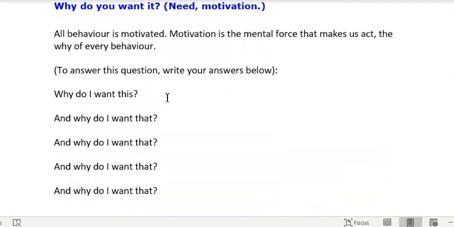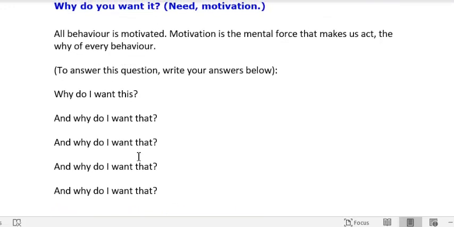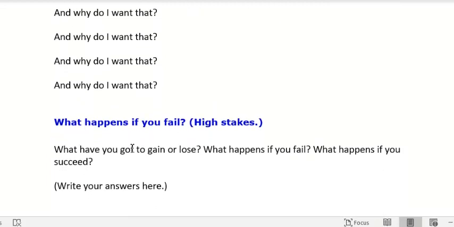Okay, so why do you want this? Then we're going to do this five times. So pause each time I ask that question. Why is it that you want that desire that you just wrote down? Okay, and then why do you want that? Pause and write that answer down. And why do you want that? Pause and write that answer down. And why do you want that? Pause and write that answer down. And why do you want that? So we should really now be getting right down to the core emotional reason why you want that desire. That's very important for your story. Okay. So what happens if you fail?